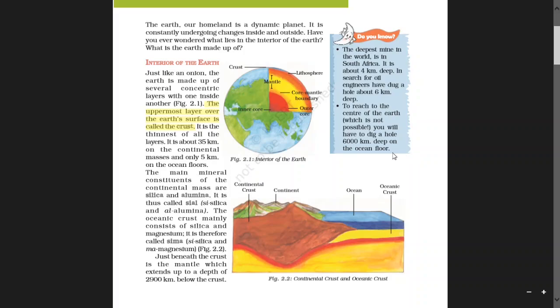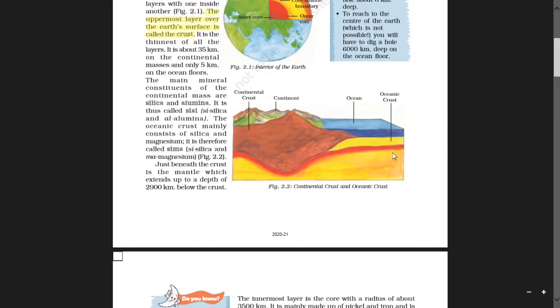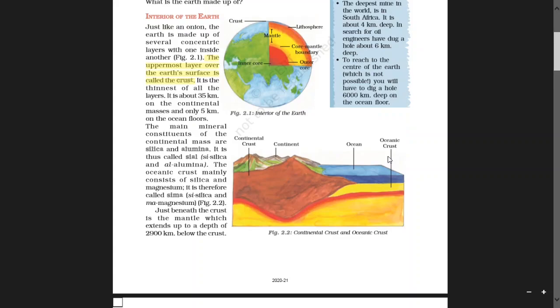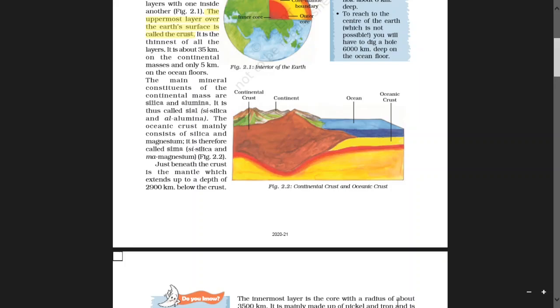See boys, this is not possible. If you want to reach the center of the earth, you need to dig a hole 6,000 kilometers deep on the ocean floor. Then you will get the center there.